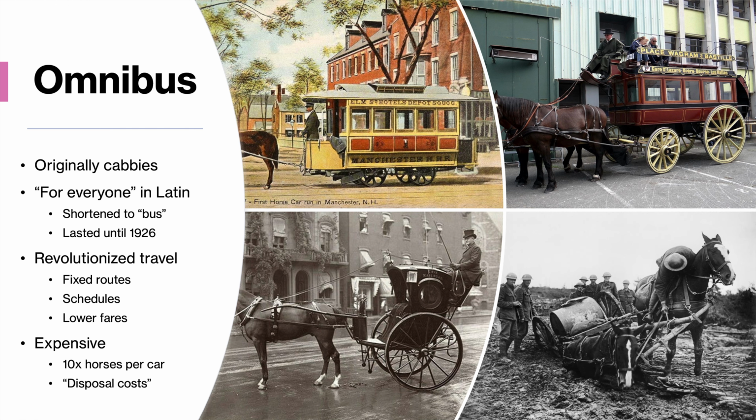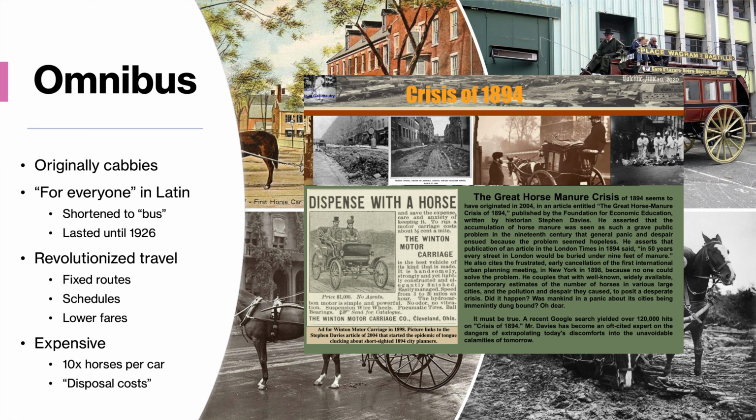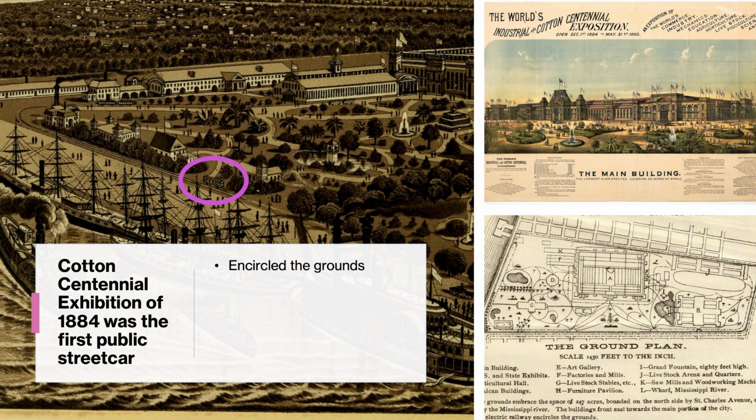You had to have 10 times as many horses as you did horse cars, and there were also certain disposal costs, like the Great Horse Manure Crisis of 1894 in Chicago. But then in 1884 came the first ever public display of the streetcar at the Cotton Centennial Exhibition, I believe in New Orleans. It was a simple affair. It encircled the grounds and offered people a quick ride from one side of the exhibition to the other.